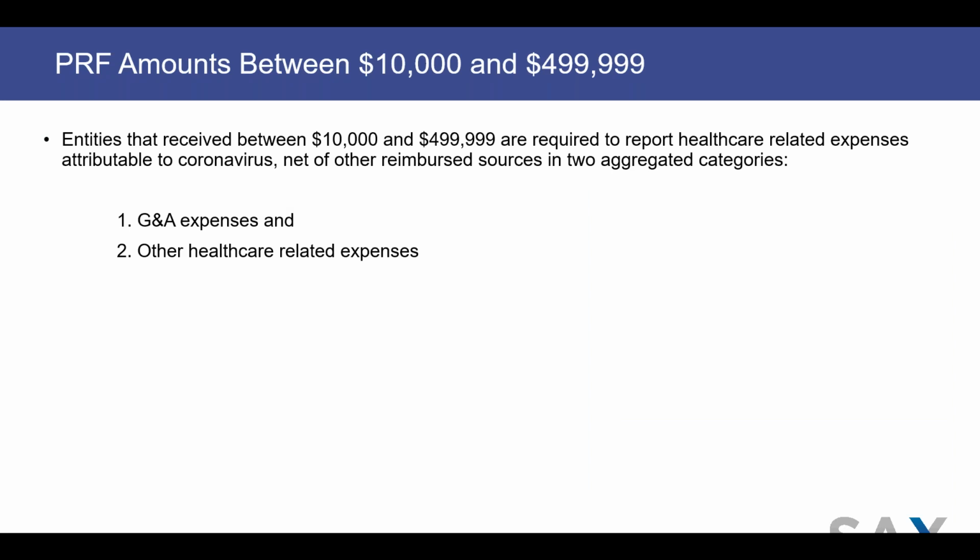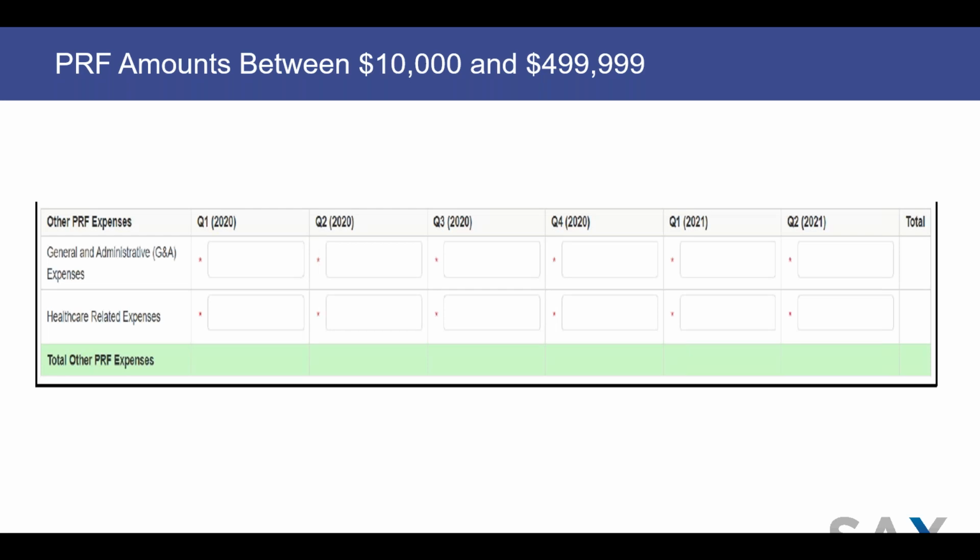If you received between $10,000 to under $500,000, you only have to report on the summary of your G&A expenses and other healthcare related expenses. So the next screen is going to show you what it's going to look like when you're entering this information. So keep in mind, this is between these two dollar amounts. So here you have your G&A and your healthcare related expenses, and that's why we need to utilize their workbook or whatever you're putting together with your advisor, because you're only going to be entering the summary of your COVID related expenses in these screens for the quarter that you're reporting on.